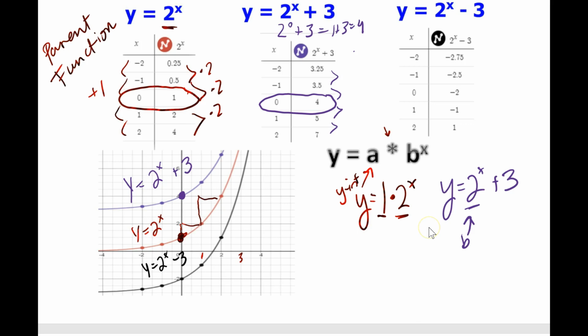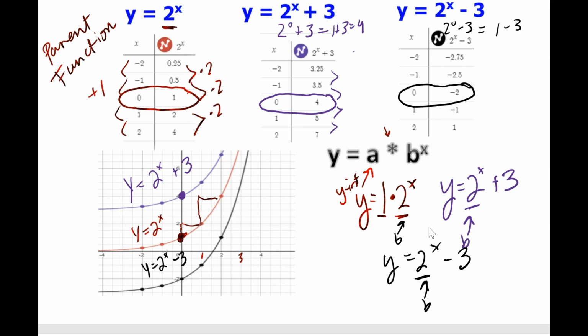All right? So we have y equals 2 to the x minus 3. This is still our b. And our a can only be found when we let x be 0. So we get 2 to the 0 minus 3, which is 1 minus 3, giving us negative 2. The y-intercept is right here. Okay?